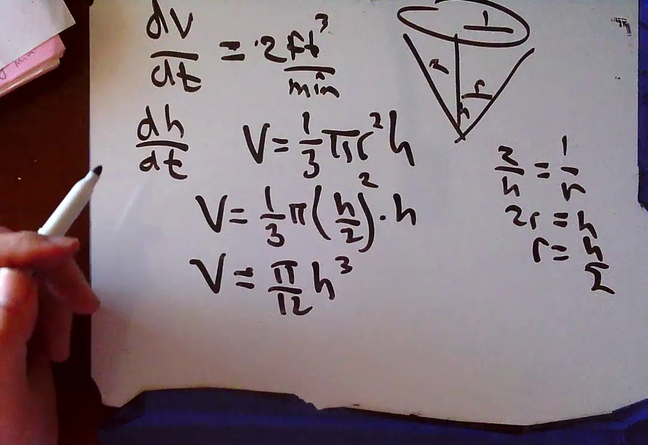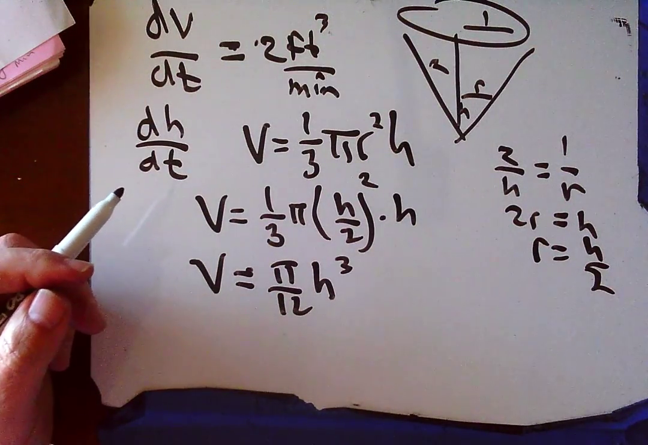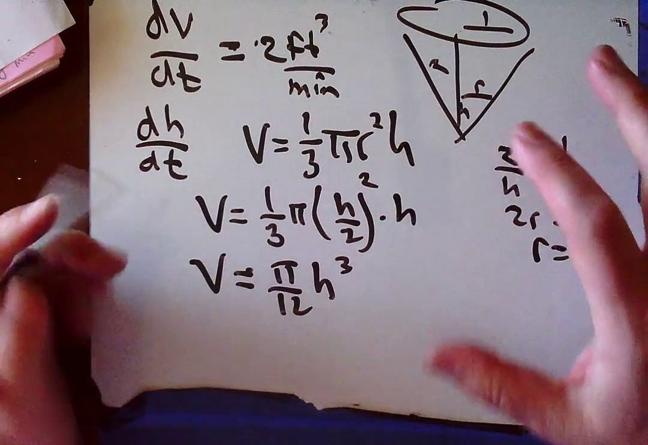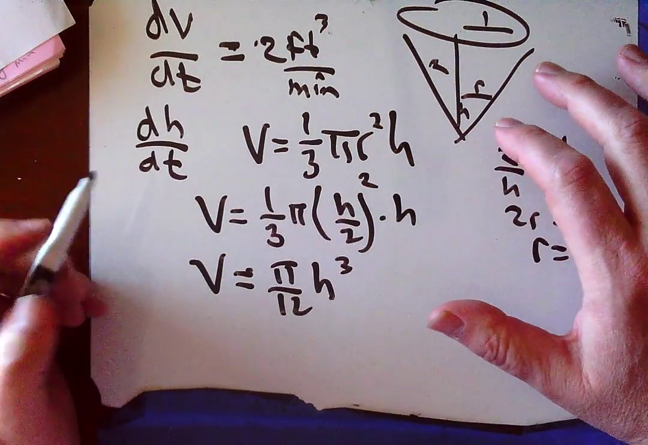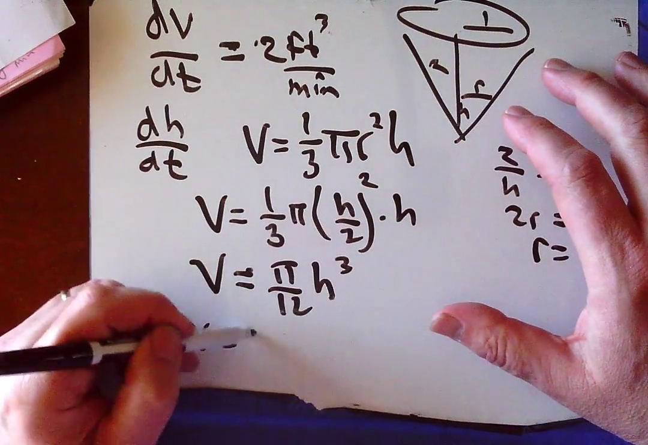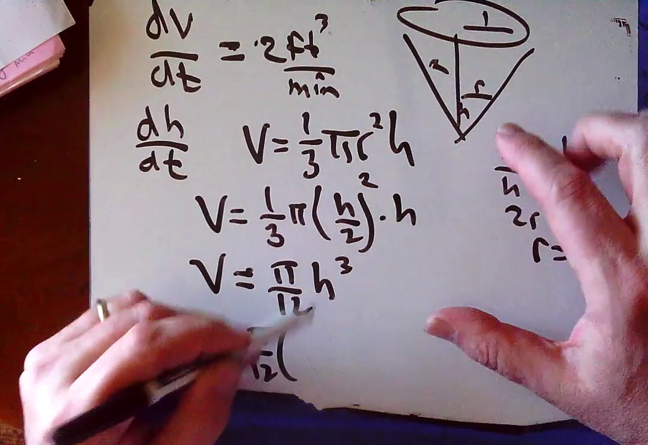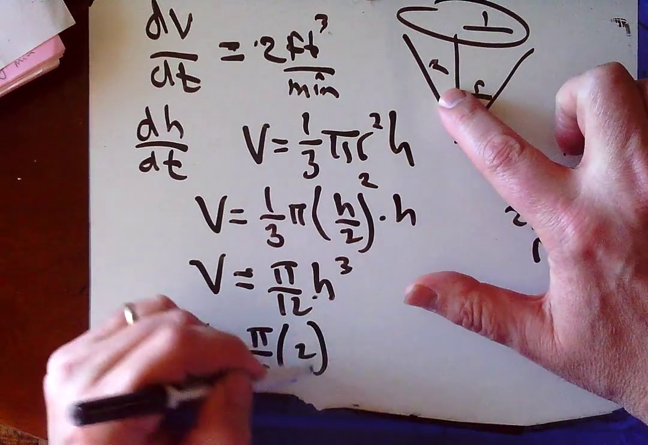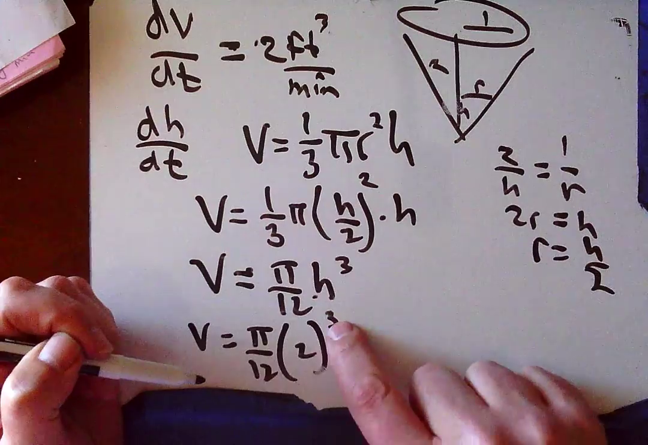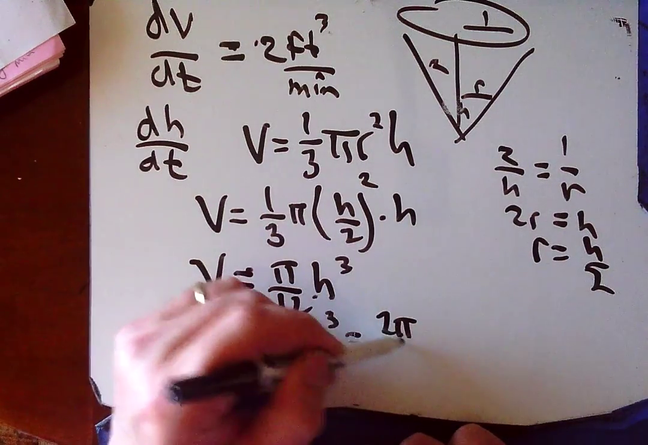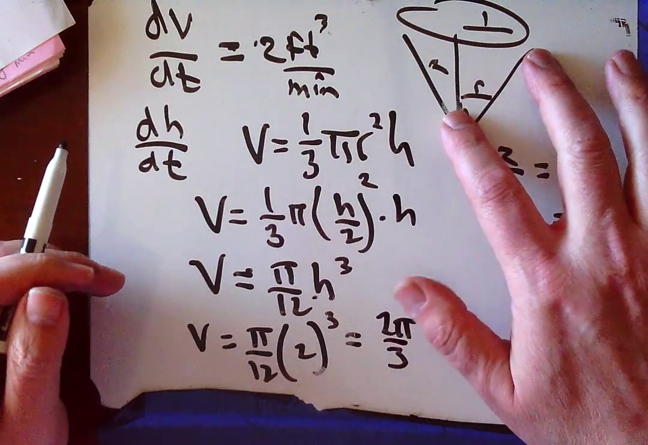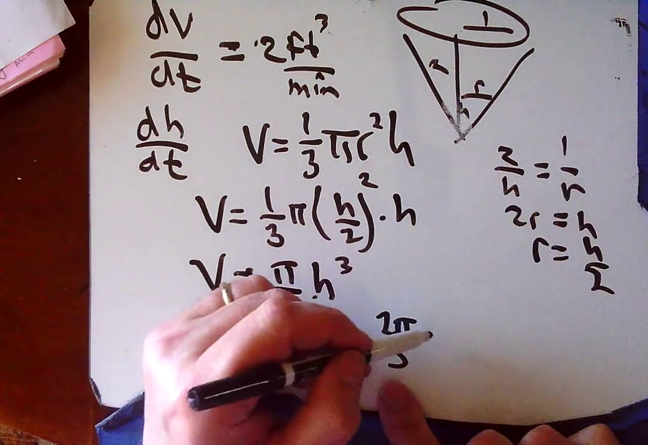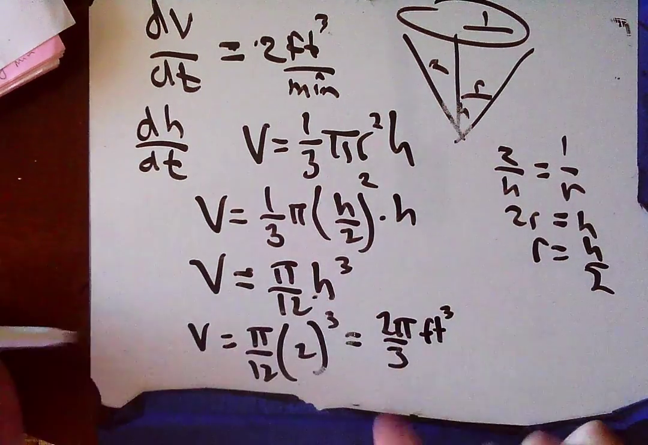Now, what I'd like to do is say, okay, what's the volume of this whole cone? The volume of this whole cone is pi over 12 times 2 to the third. That's going to be 8 over 12, which is 2 pi over 3. So when full, the volume is 2 pi over 3 cubic feet.